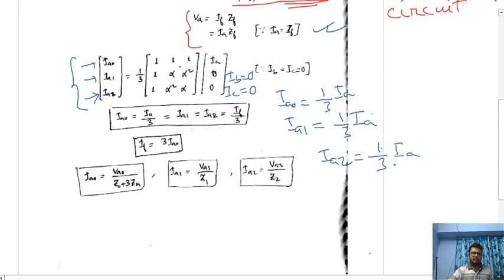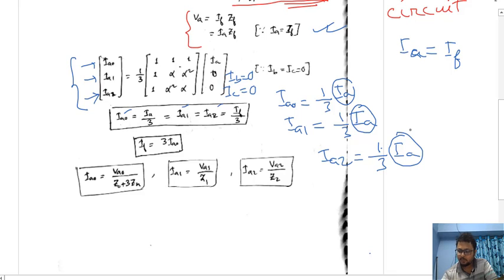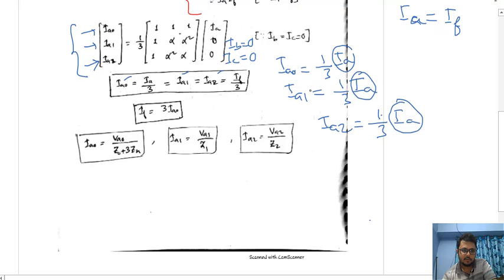So what can you write? We can write IA0, IA1 and IA2 are equal. You see, IA0, IA1 and IA2 are equal. IA is equal to IF, isn't it? So in place of IA I can write IF, here also IF and here also IF. Is it clear? So finally IA0 equals IA1 equals IA2 equals IF by 3 or IA by 3, because both are equal.